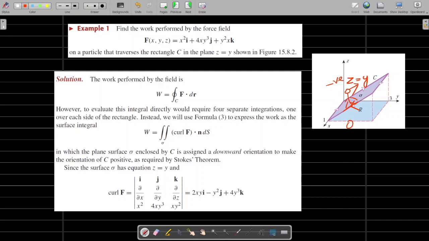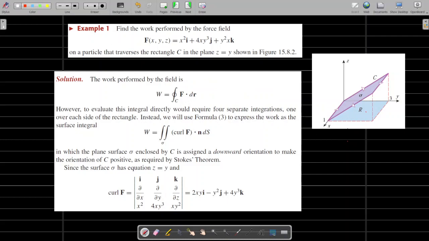On the contrary, suppose a person was walking like this, then what happens? This is the direction of C and the surface is to the left. So this is the positive orientation. That is the orientation of the curve sigma. This is the positive orientation of C.